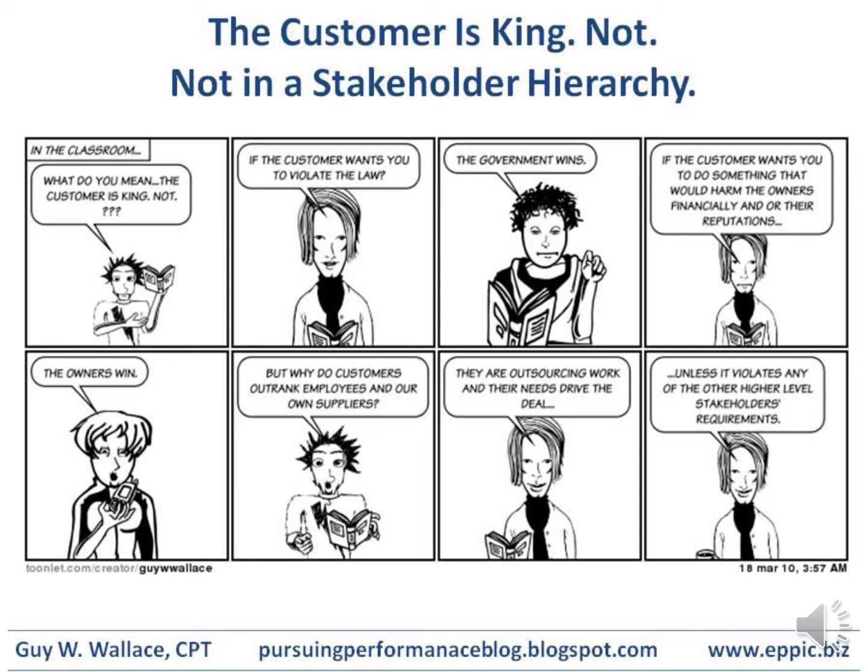But why do customers outrank employees and our own suppliers? They are outsourcing work and their needs drive the deal, unless it violates any of the other higher level stakeholders' requirements. So basically, this comic shows that the customer is not king, at least in the stakeholder hierarchy. We have to make sure to satisfy all the different stakeholders. We will see later on that we will prioritize them, but we have to take into consideration each stakeholder.